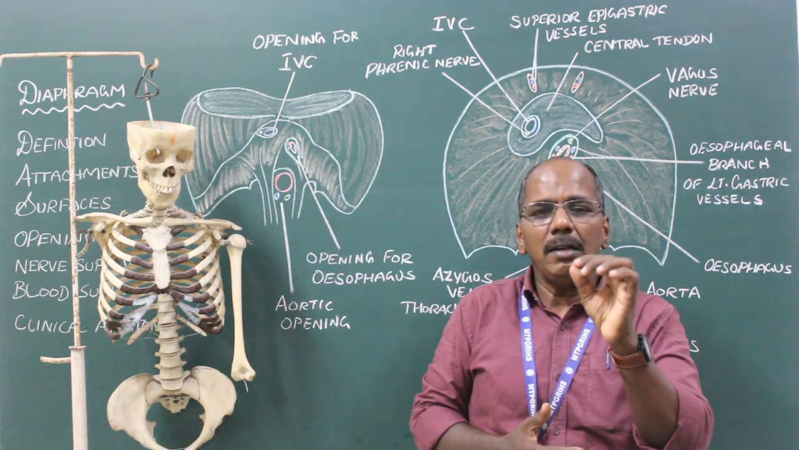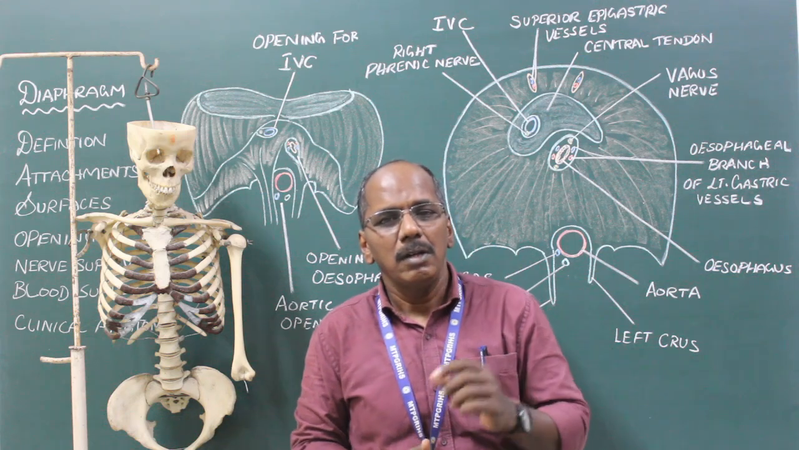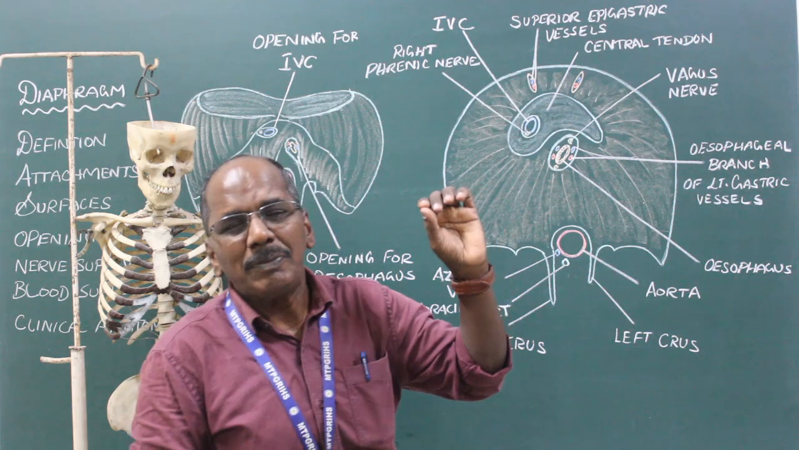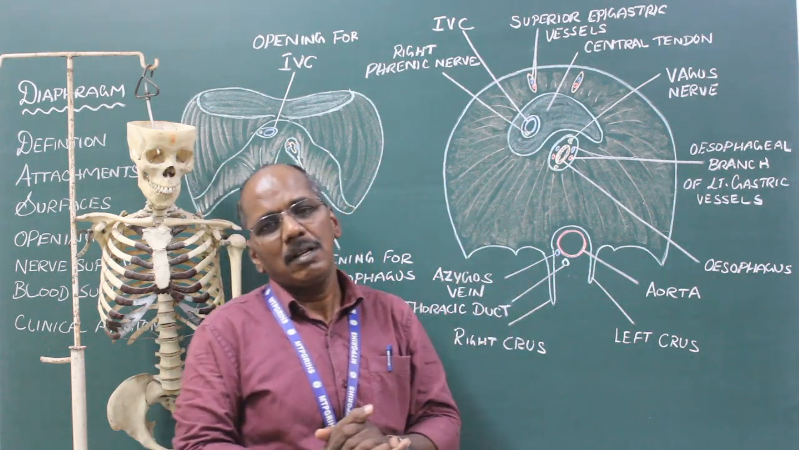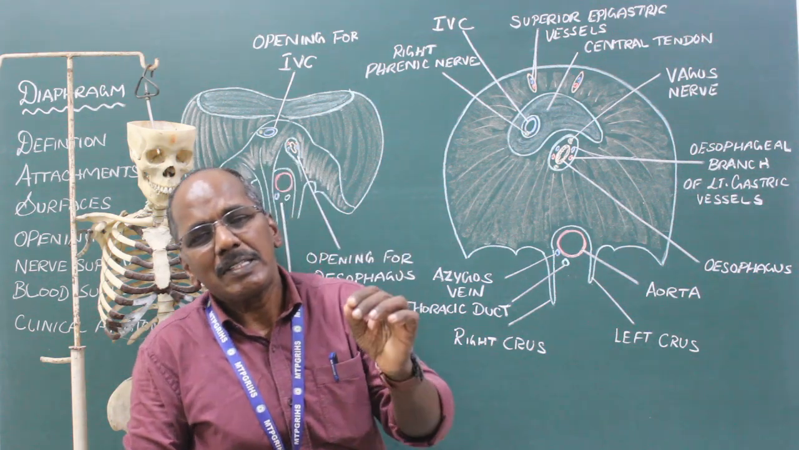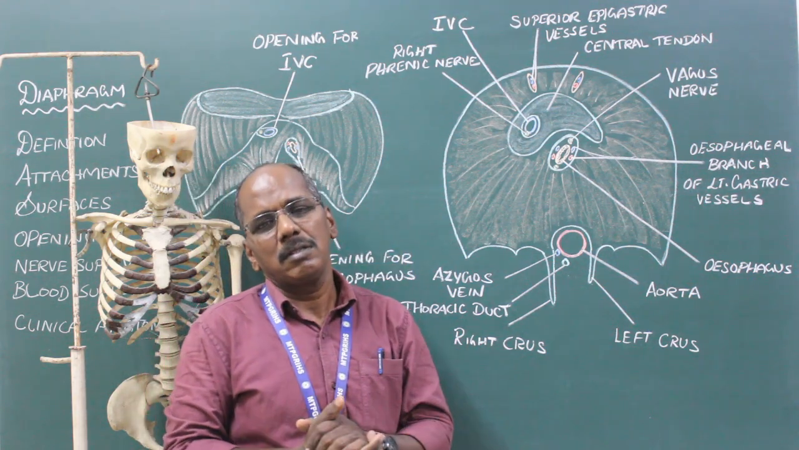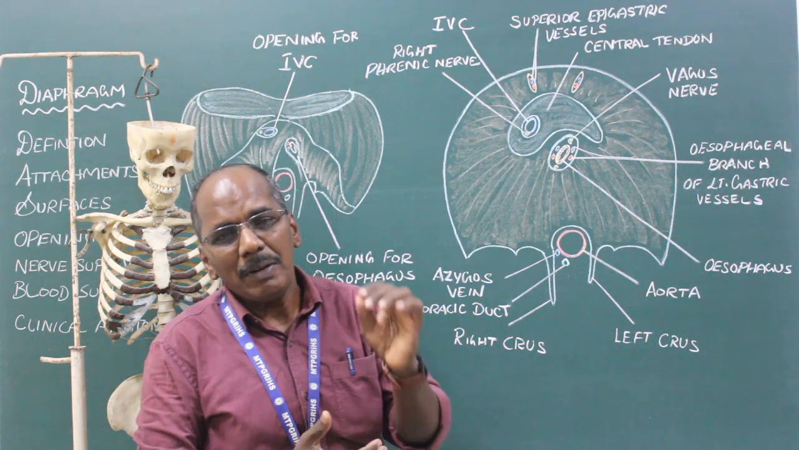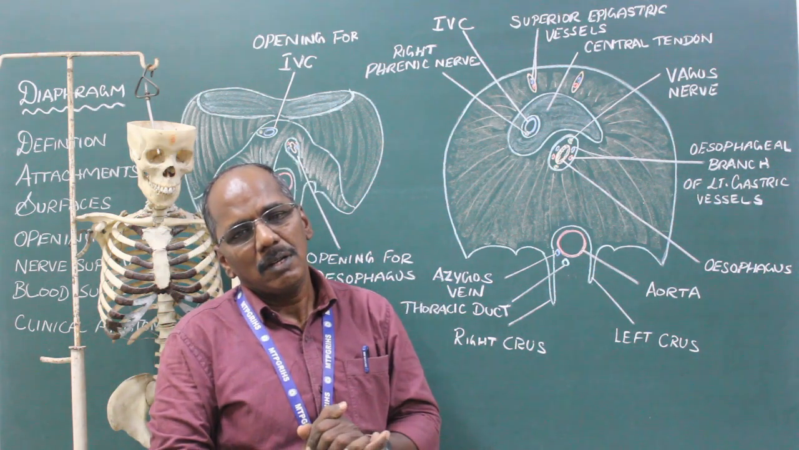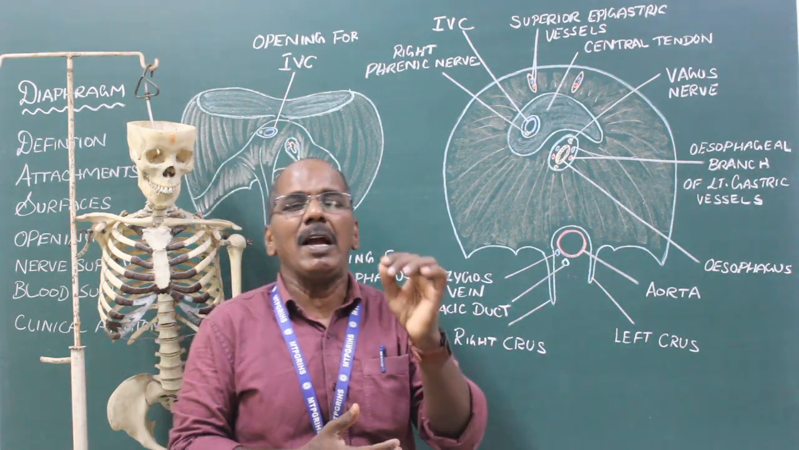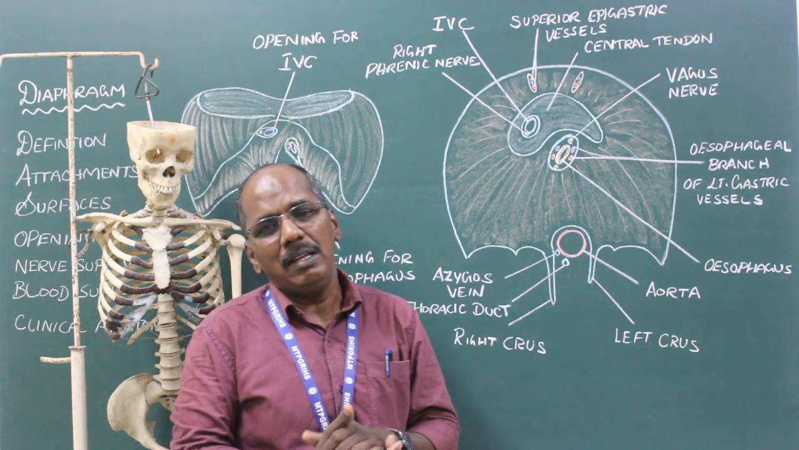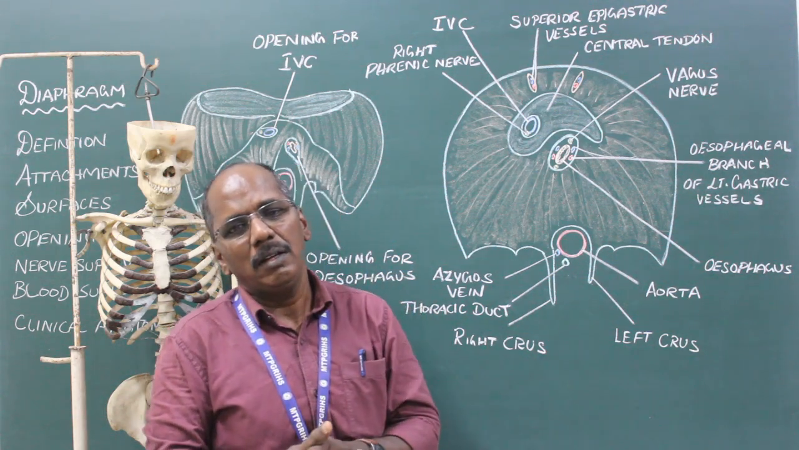The minor unnamed openings include number 1, opening for superior epigastric vessels. Number 2, opening for lower 6 intercostal nerves. Number 3, opening for subcostal nerves and vessels. Number 4, opening for musculophrenic artery. Number 5, opening for accessory hemiazygos vein.